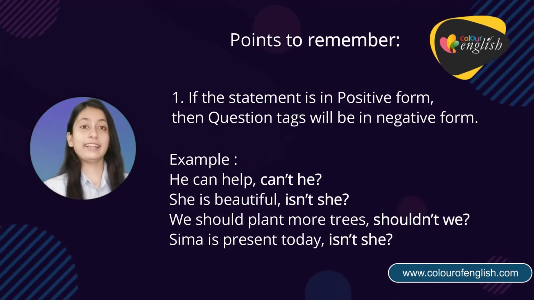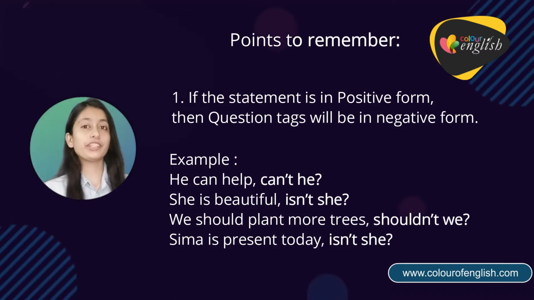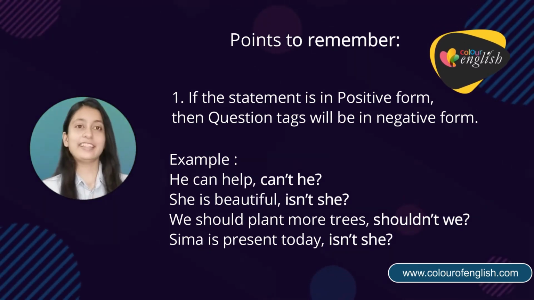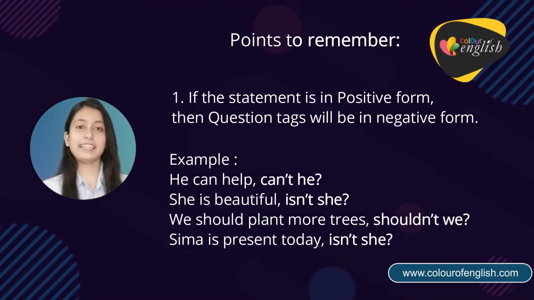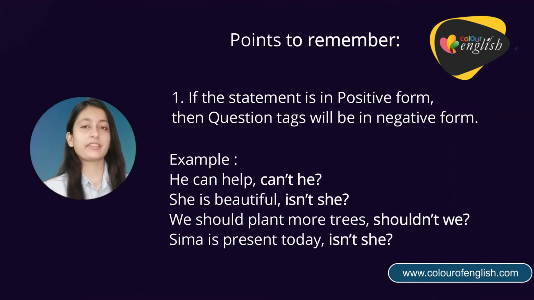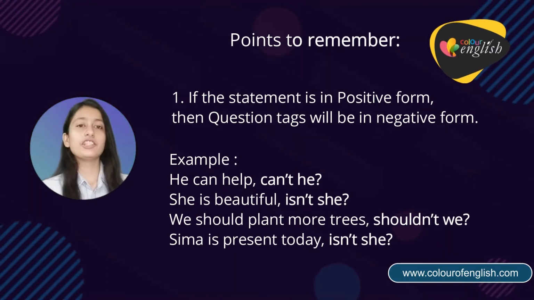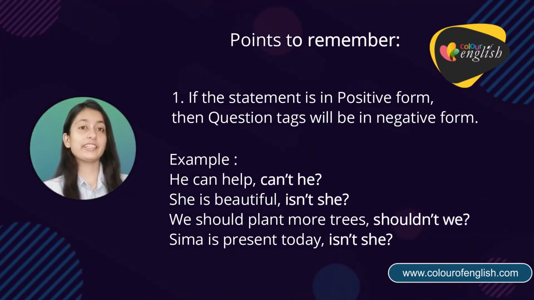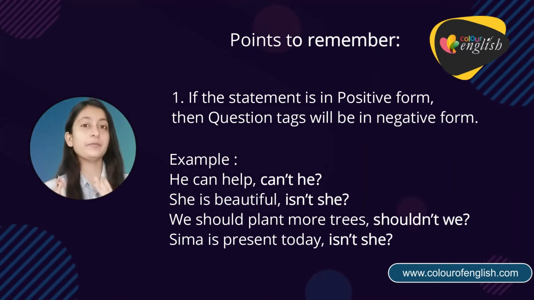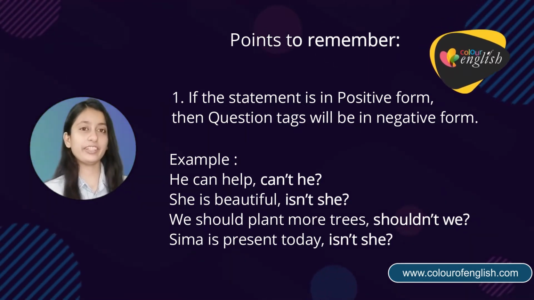In this question tag, can't he, we can see that the auxiliary verb used in the first statement, can, is converted into can't. And the subject of the sentence is used as it is. Can't he? Similarly, she is beautiful, isn't she? She is beautiful. The first statement is in positive form, so the question tag will be in negative form. Isn't she?